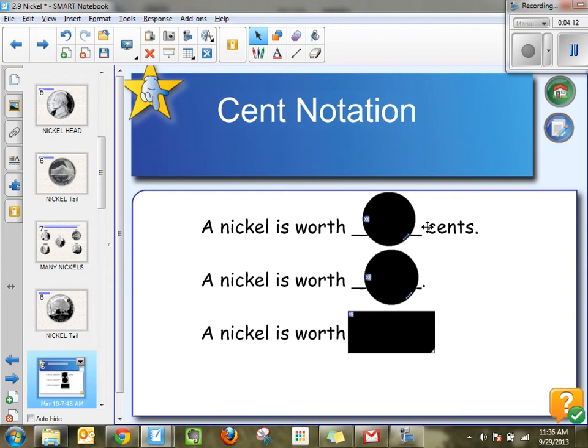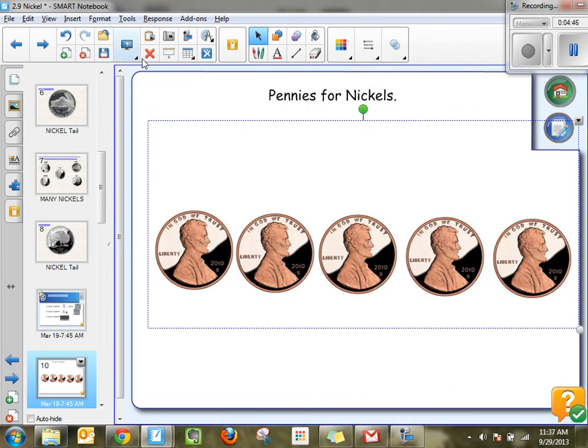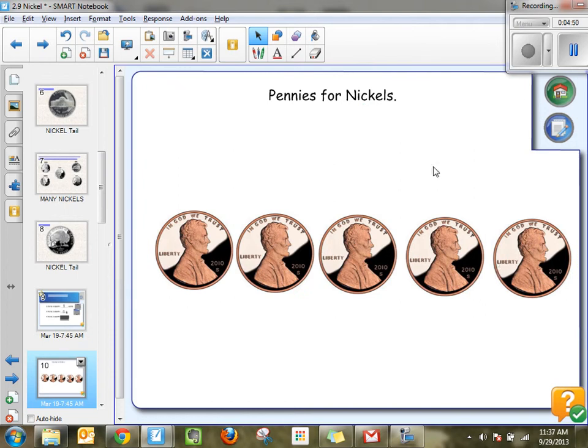So to review, a nickel is worth 5 cents. We can write it with the number 5 and then the word cents. We can also use the C sign like we did with the penny, so it would be 5, and then the C sign tells us that it's cents. And then the last way, which we'll talk about more, is with a dollar sign. So again, these are 3 different ways that you can write 5 cents: with the word cents, or the cent sign, or the dollar sign, but we'll talk more about that later. So let's get into talking about how we can trade these pennies for a nickel.